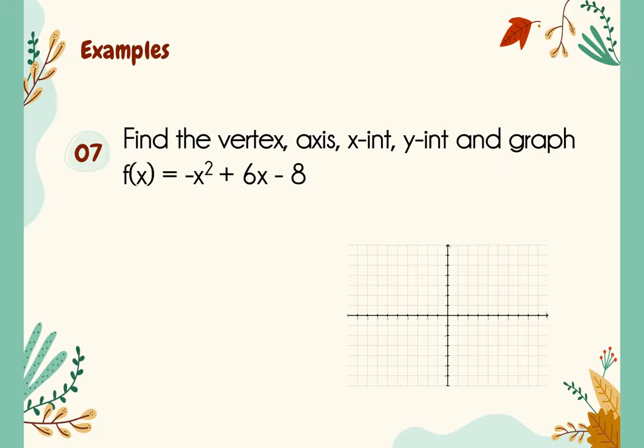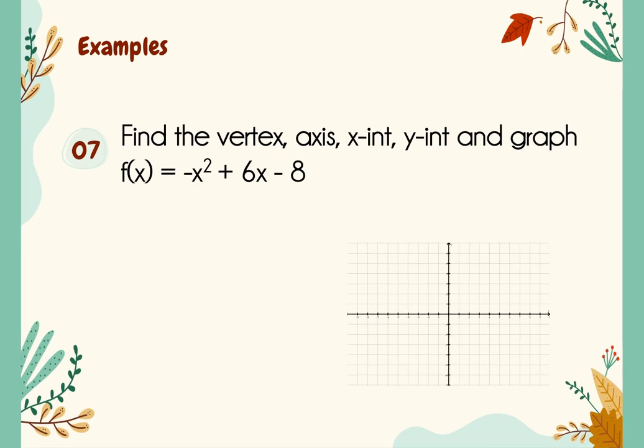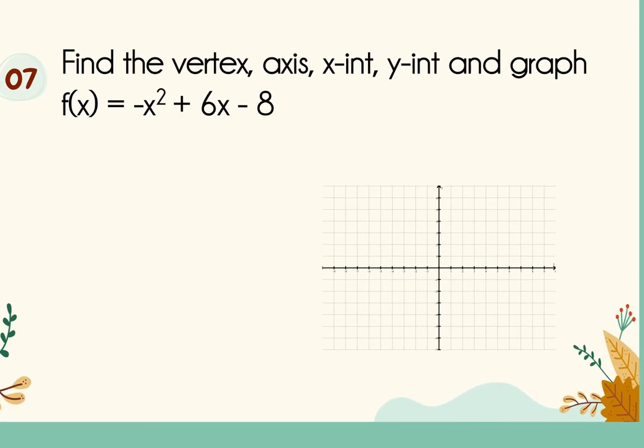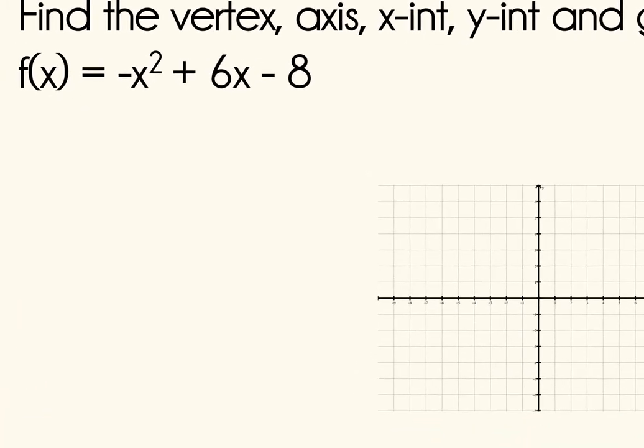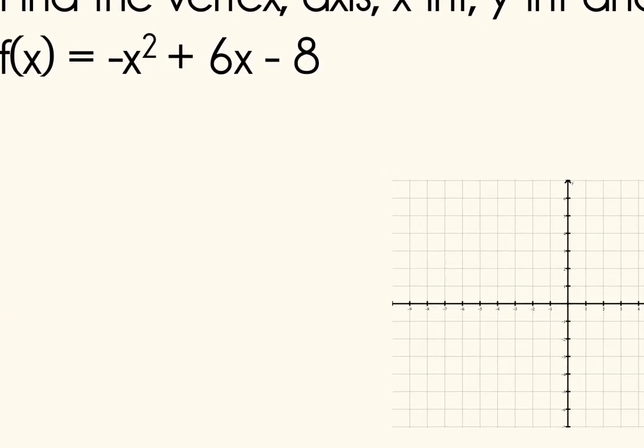Okay, we're going to do it again. Find the vertex, the axis, the x-intercept, the y-intercept, and graph. So we're going to get this into standard form. This time we have something on the front of the x squared. So if I get y equals negative x squared plus 6x, bump the negative 8 out, put parentheses around those first two. And this time I have to take out a negative 1.